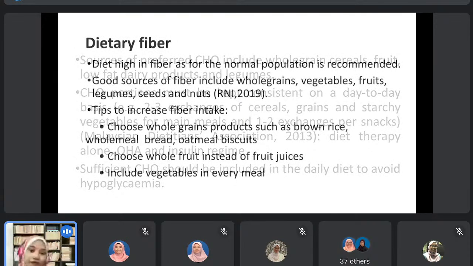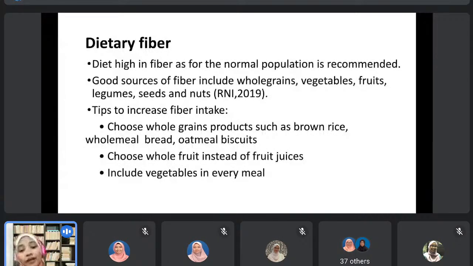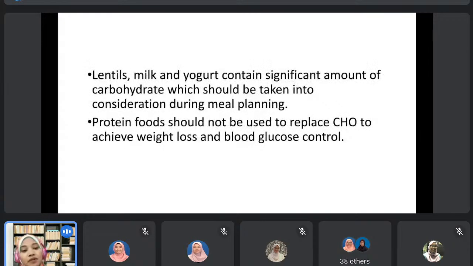And then for dietary fiber, the good sources of fiber include whole grains, vegetables, fruits, legumes, seeds and nuts. There are a few tips to increase fiber intake in the diet. For example, choose whole grain products such as brown rice, wholemeal bread, oatmeal biscuits, and choose whole fruit instead of fruit juices. I think you know better about this. And also include vegetables in every meal. Lentils, milk and yogurt also contain a significant amount of carbohydrate, which you need to take into consideration during meal planning. They also contribute carbohydrate.